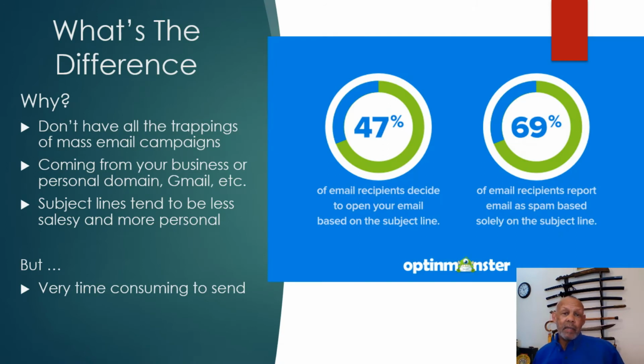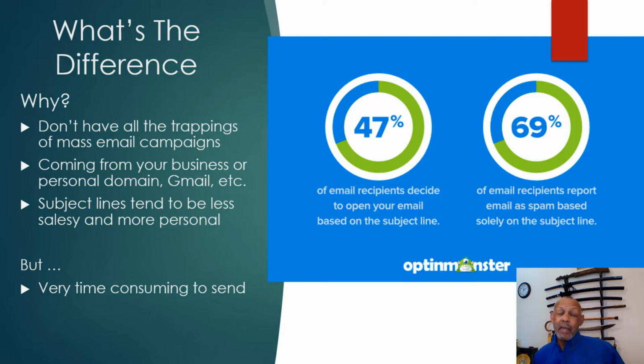Well, number one, you ask the question, why is it that those personal emails get opened, but the ones from a larger email system, like MailChimp or some of those kinds of things, do not get opened? Part of it is that personal emails don't have all the trappings that these larger systems have. There are legal requirements and regulations that require those email systems to add things to the email, so sometimes it gets caught up in spam filters. Also, your personal emails are coming from your personal domain and so forth.